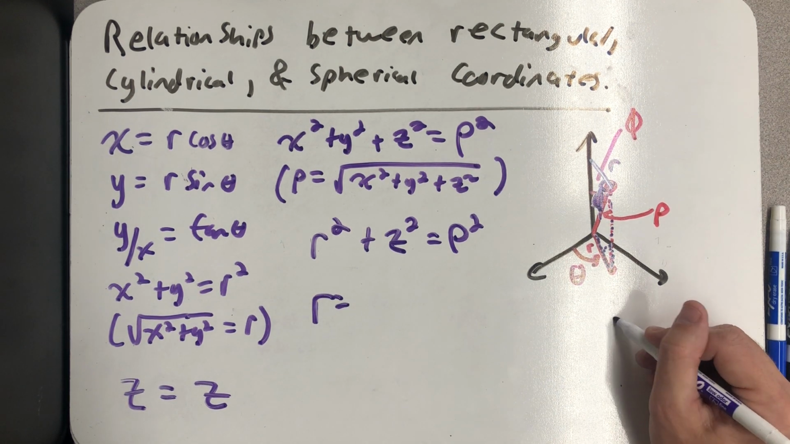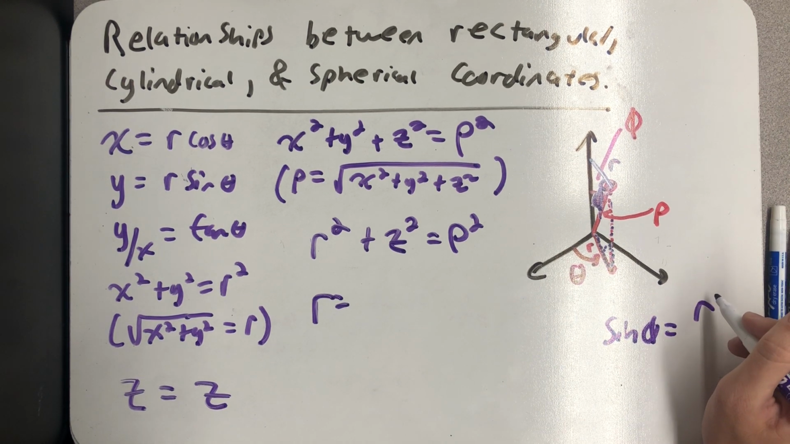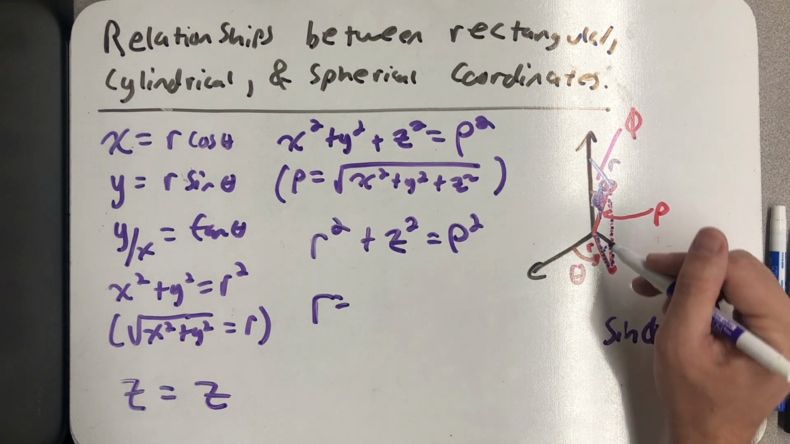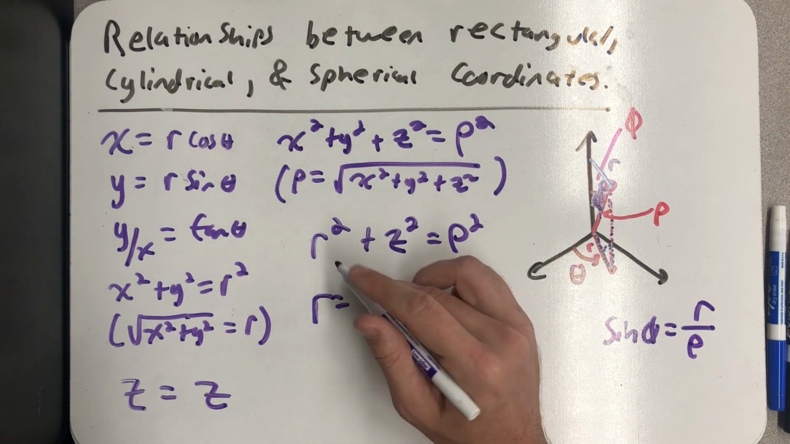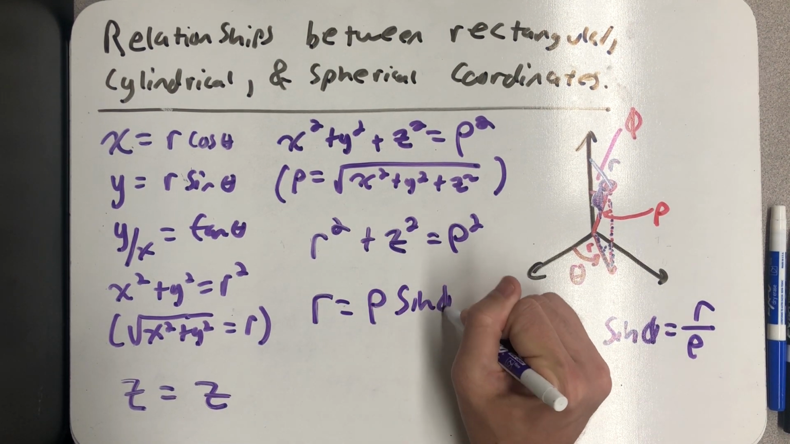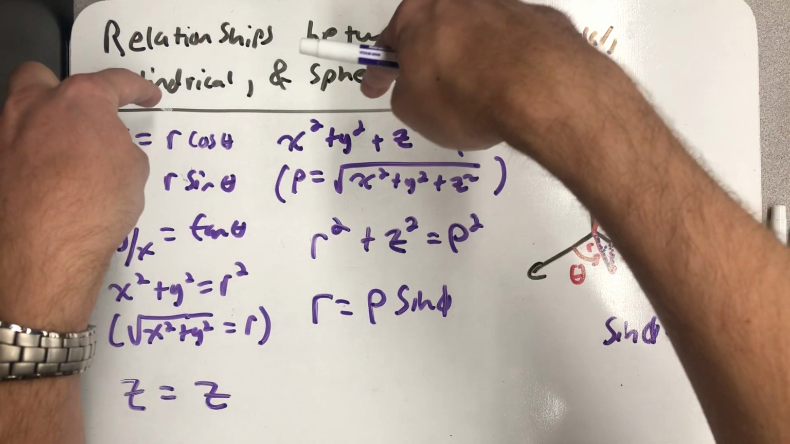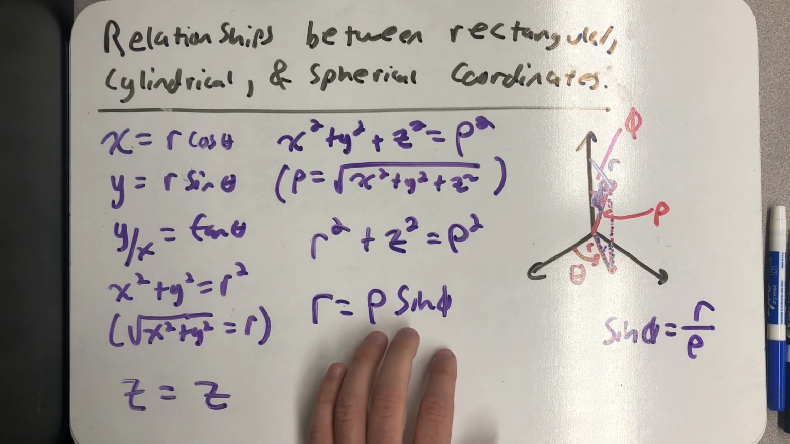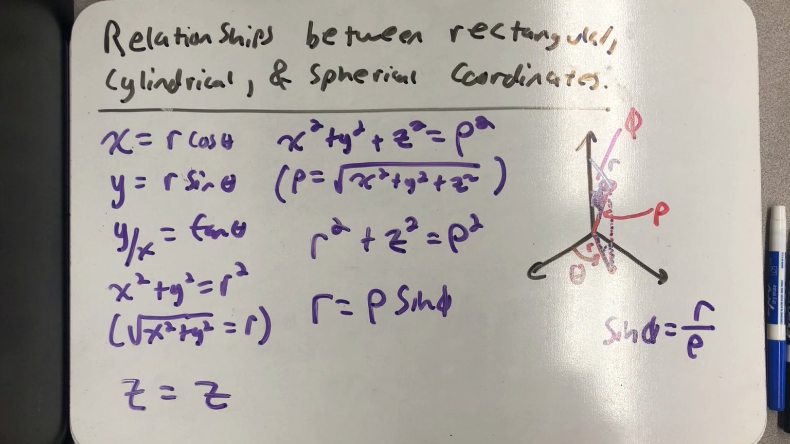And so if I take sine of phi, I would get r over the hypotenuse, which is rho. And so r is equal to rho sine phi. So there's a nice relationship that relates things in cylindrical and spherical coordinates. If I wanted to convert a spherical point to cylindrical, I could certainly think about that.